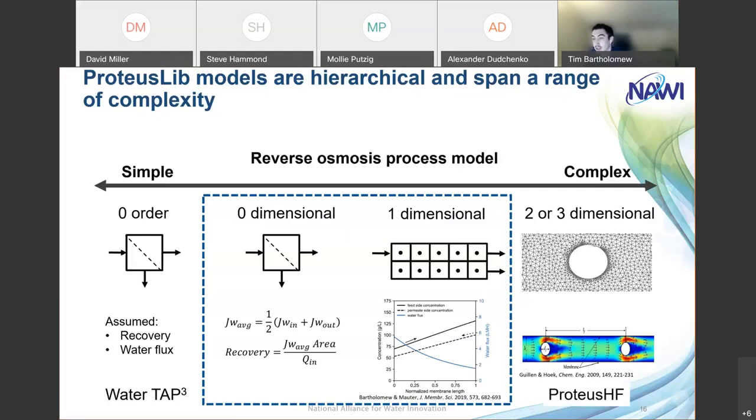On the complex side of things, this is another sister project to us, Proteus HF, which stands for high fidelity, which includes doing computational fluid dynamics for the fluid flow in mesh-filled spacer channels, where it can calculate mass transfer coefficients or friction factors, and we can reduce those relationships and make a reduced order model and pull them into the ProteusLib one-dimensional models, for example, to try and replicate those calculations.